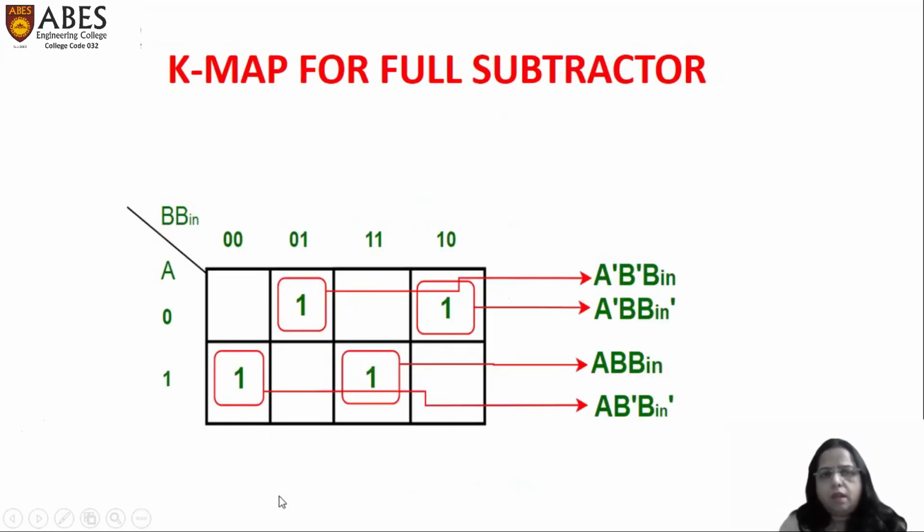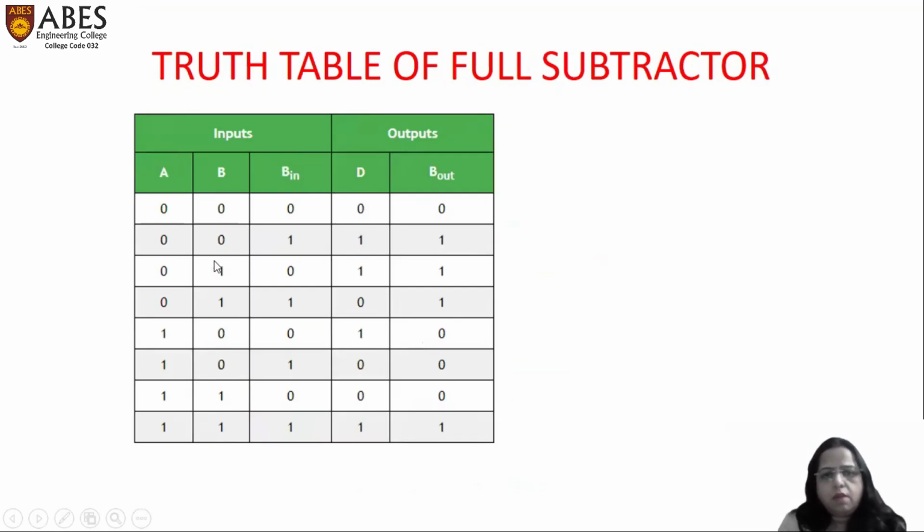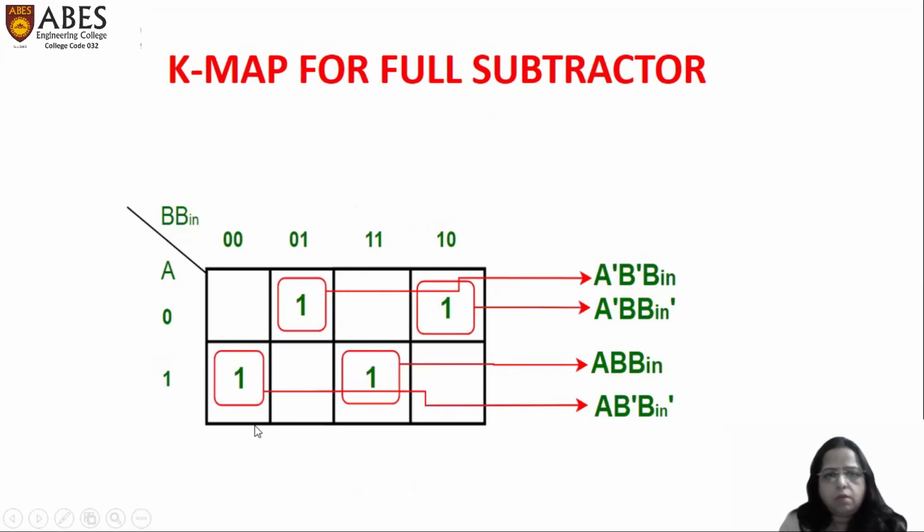So here is the K-map for the full subtractor. Based on the previous truth table, we can write the value 1 wherever the difference is 1. That is, for 0, 0, 1, we have 1. For 0, 1, 0, we have 1. That is for 1, 2. Then for 4 and 7. For 1, 2, 4, and 7, we have 1. Here also we have written 1 for 1, 2, 4, and 7.